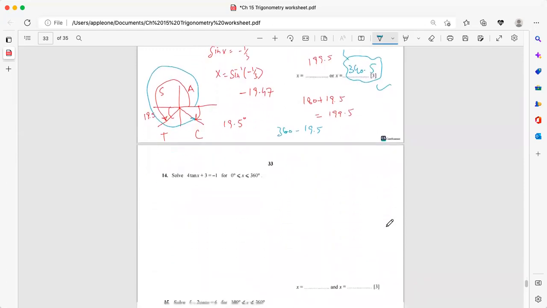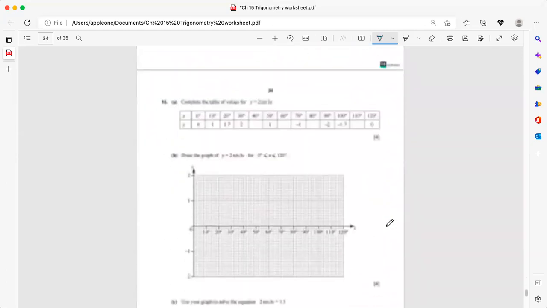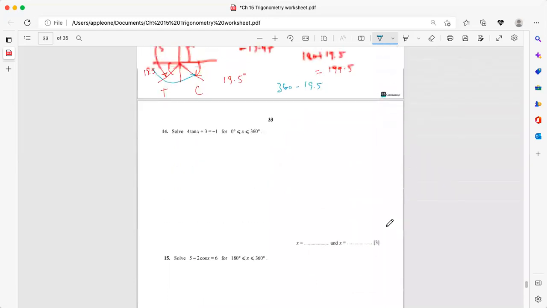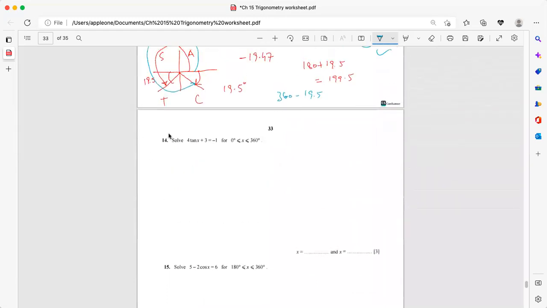So let's go to the next questions, question 14, 15, and then 16. There are 3 questions I'm doing. Now look at this question. 410x is equal to minus 1. Sorry, 410, I will again erase it.